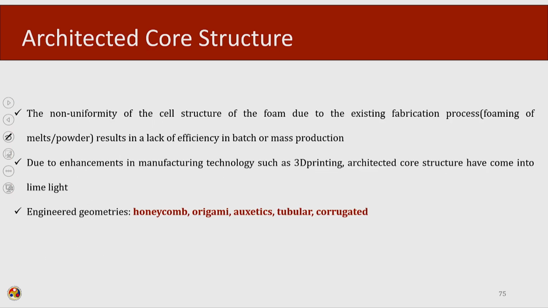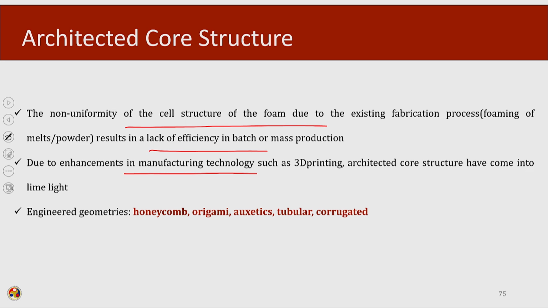Nowadays a new class of materials is also coming up, called the architected core structure. What happens is that the non-uniformity of the cell structure of the foam, due to the existing fabrication process, results in a lack of efficiency in mass production. Due to enhancements in manufacturing technologies such as 3D printing, these architected core structures have come into the limelight.